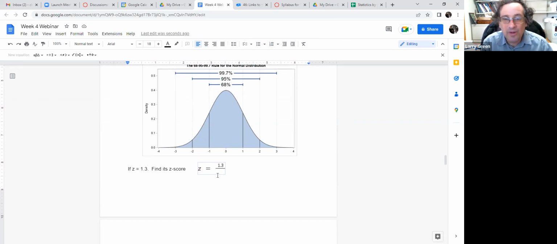Okay, so 1.3 minus, what's the mean of the standard normal distribution? 0. Over the standard deviation. What's the standard deviation of the standard normal distribution? I've said it a few times. Yeah, it's 1. So now comes some very easy math. Hopefully you don't need a calculator. What's 1.3 minus 0 divided by 1?